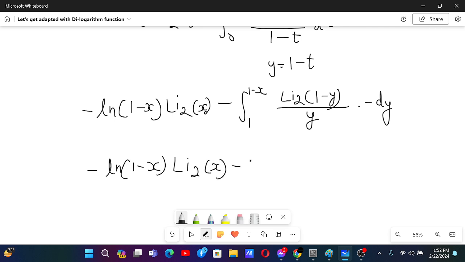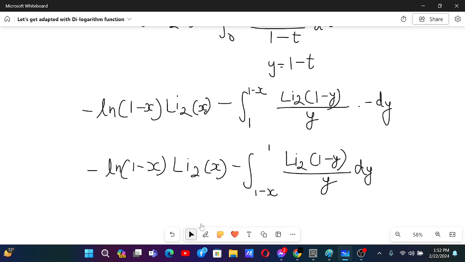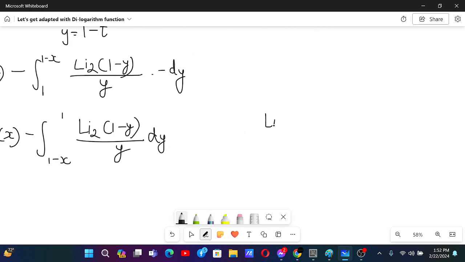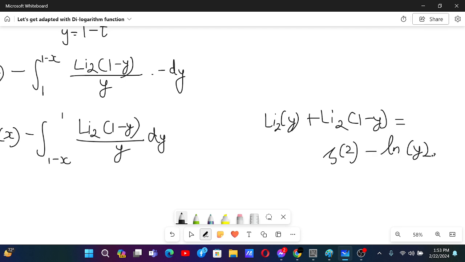Now this is minus integral from 1 to 1 minus x, sorry, let me reflect the integral from 1 minus x to 1, and then Li2 of 1 minus y by y dy. Now let us use Euler's reflection formula for logarithm, which is Li2 of y plus Li2 of 1 minus y. This is actually equal to Riemann zeta of 2 minus ln of y ln of 1 minus y. So now let us use this formula, and after using this formula it will be quite a lot easier to solve the problem.